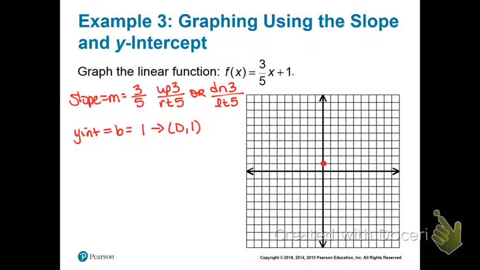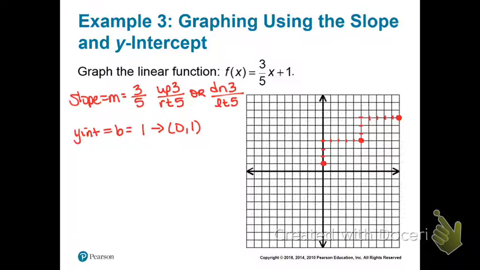So my slope says we're going to go up 3, so 1, 2, 3, and I'm going to go to the right 5. 1, 2, 3, 4, 5. So there's my point. And then I need to do it again, so up 3 and right 5. There's another point. Now, let's just pretend, don't do this on yours, let's just pretend that side isn't there, okay? So if that side isn't there, I can't go to the right any further.